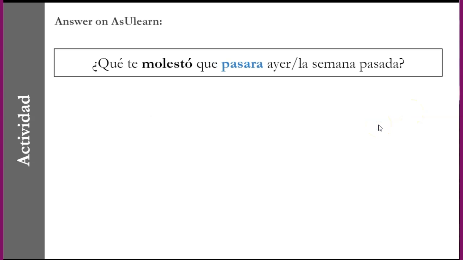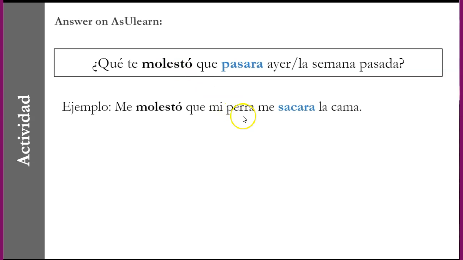¿Qué te molestó que pasara ayer o la semana pasada? What did someone do that upset you yesterday or last week? Me molestó que mi perra me sacara de la cama. It bothered me, or it upset me, that my dog kicked me out of bed. So you're using the past subjunctive. You're saying it bothered me in the past, that happened, that in this case my dog kicked me out of bed.